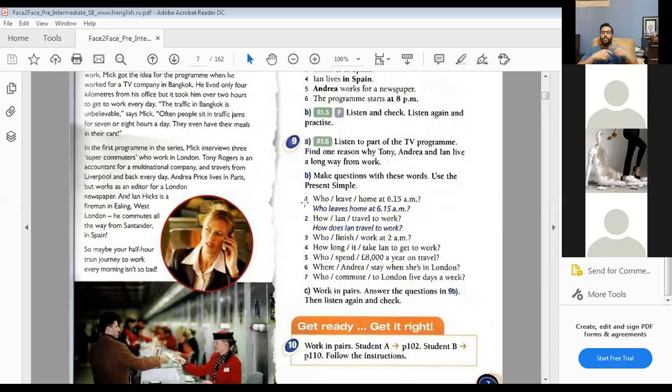Okay. Now go to number 4. Is it a subject question or non-subject question? How long it takes to get to... non-subject. Okay. And if we have a non-subject, we have to put an auxiliary, yes? Yes. How long is together. Don't separate it. Okay, how long does it take Ian to get to work?